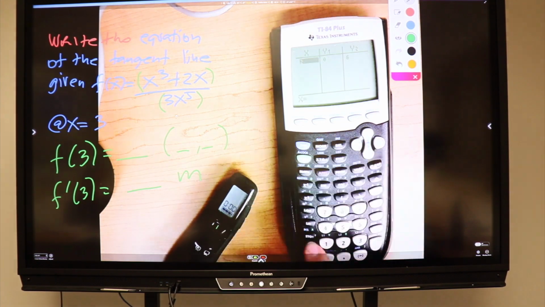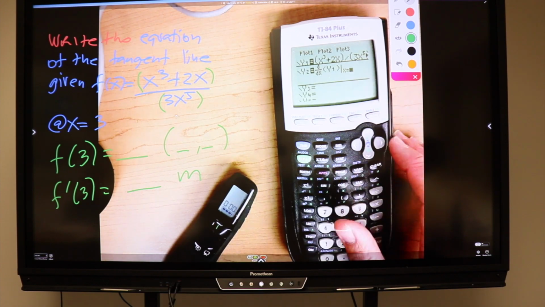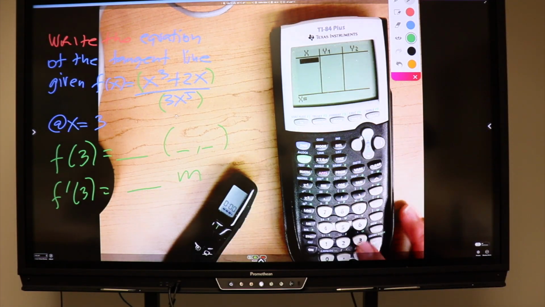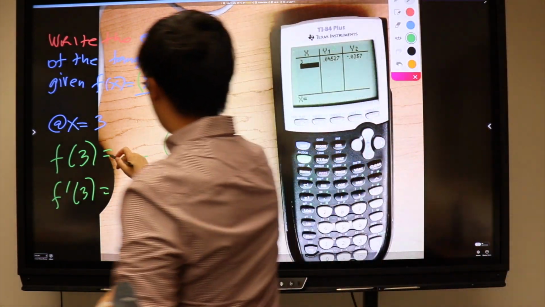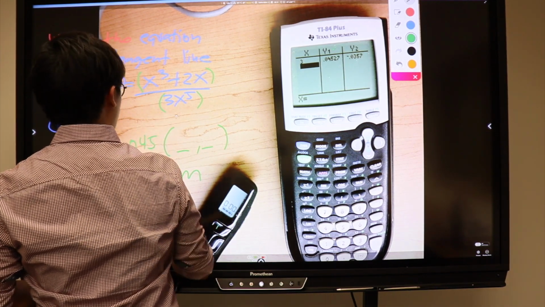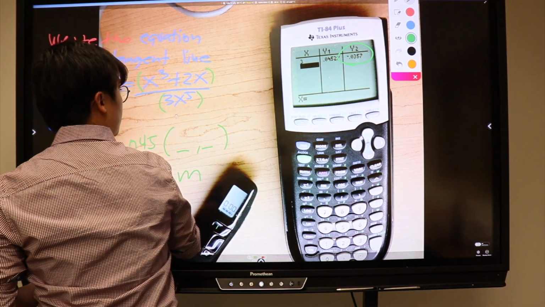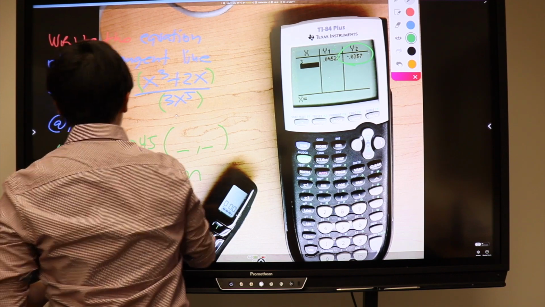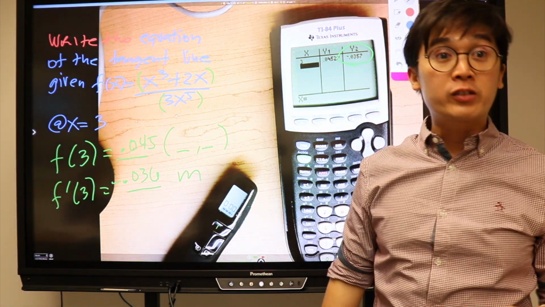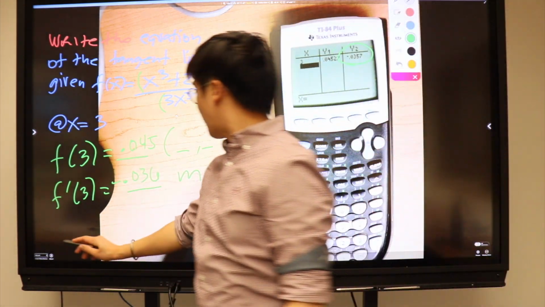And to do that, so that I can plug the value of x. What do I need? x equal to? 3. So this is my y sub 1, 0.045. And my f prime of 3, negative 0.036. In AP calculus, you need to round your answer to the nearest thousandth, 3 decimal places. And now that you have all of these, now you can write your equation, right?